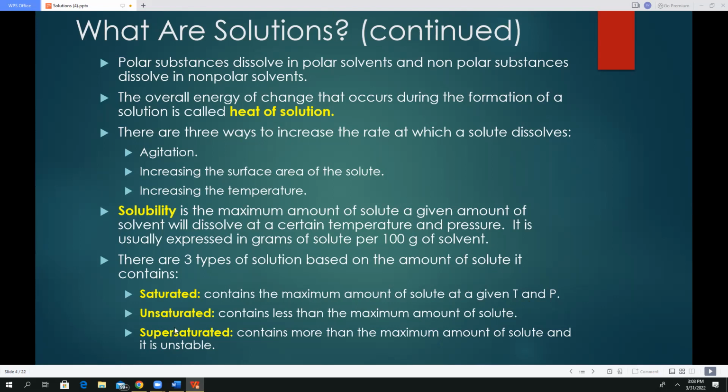So in order to make an unsaturated solution saturated, you add more solute. If you want to make a saturated solution unsaturated, you increase the temperature or the pressure, depending on if it's a gas or not. And if it's supersaturated, you can also increase the temperature to make it saturated. All right, anyway, so let's keep going.